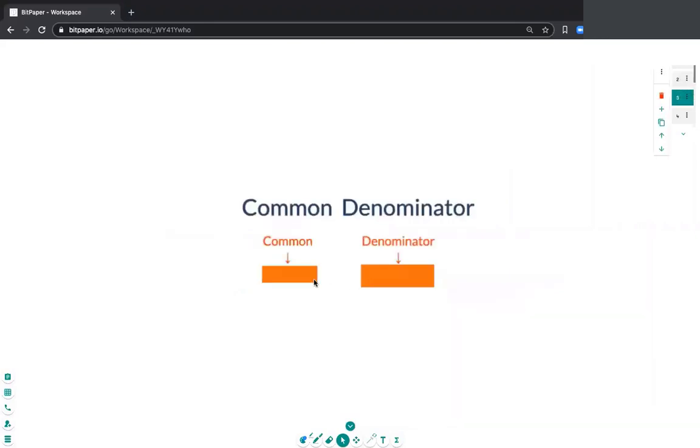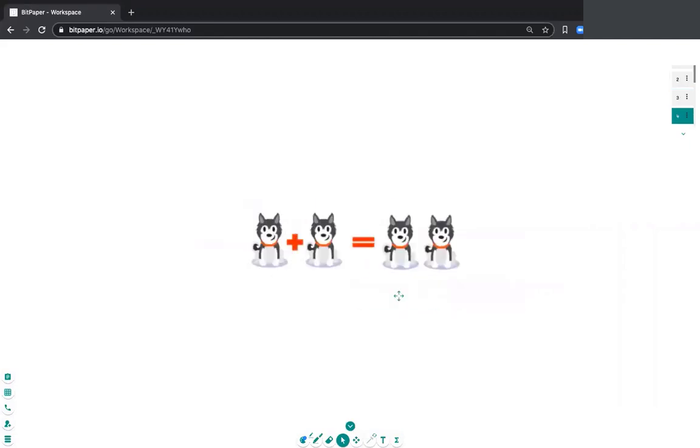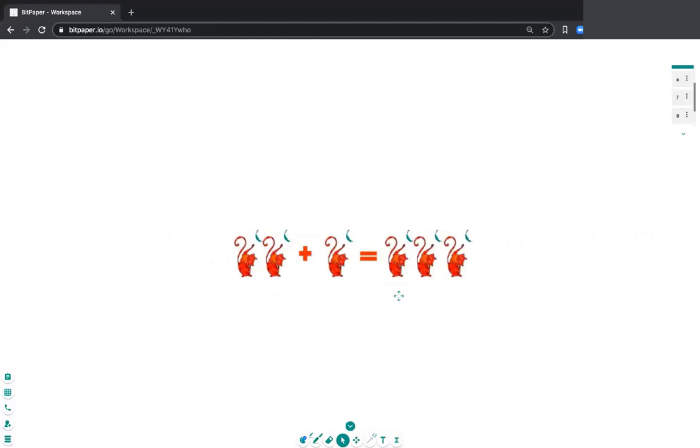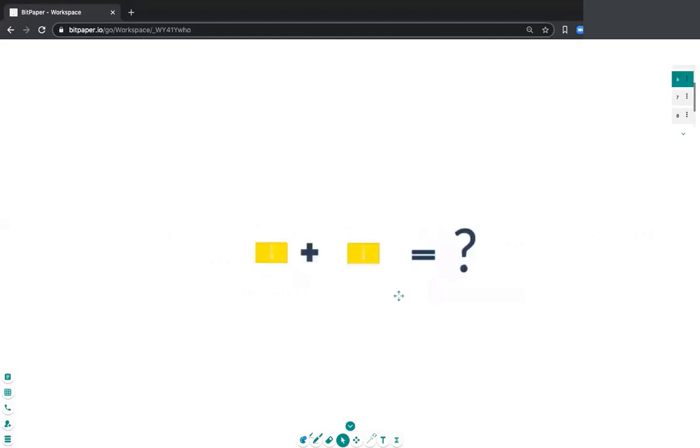When we talk about common denominators, common means to share, and denominator is to name. So common denominator is to share a name. So one dog plus one dog equals two dogs. We have a common denominator of dogs. Two cats plus one cat equals three cats. So we have a common denominator here. We share a name of cats.